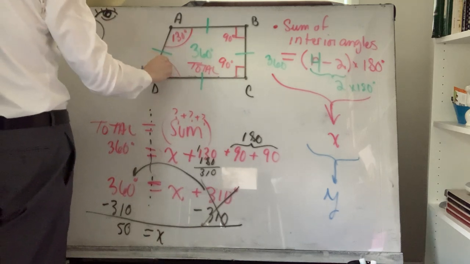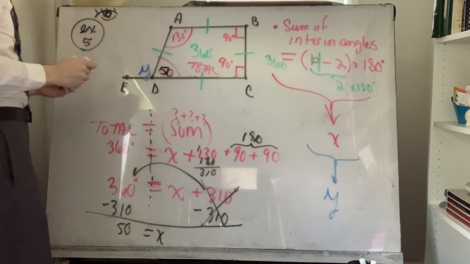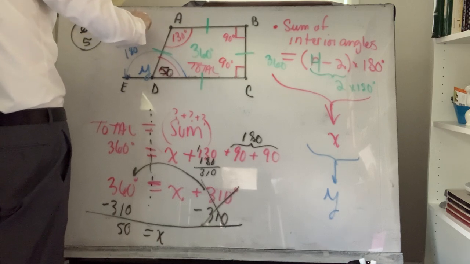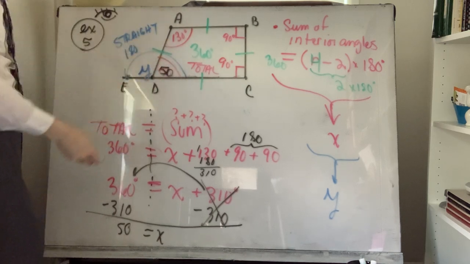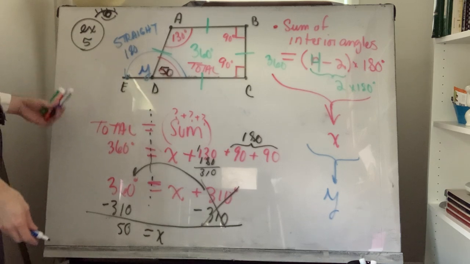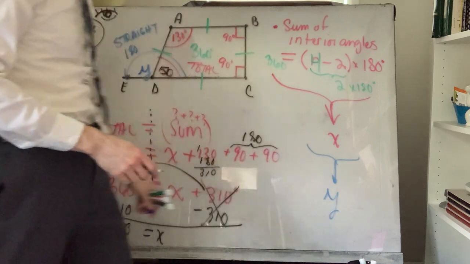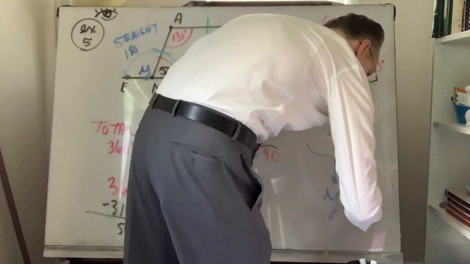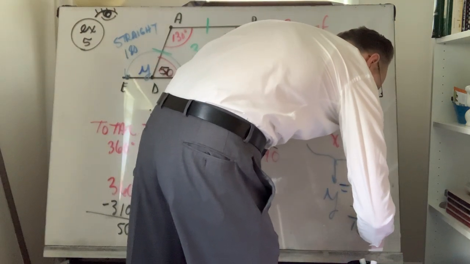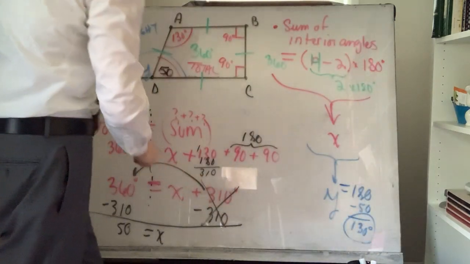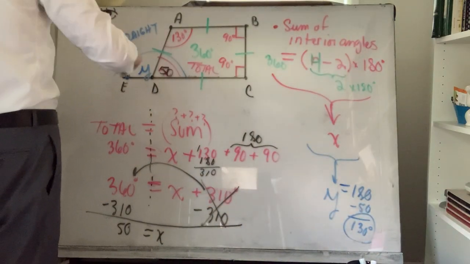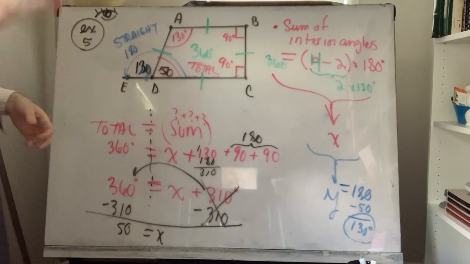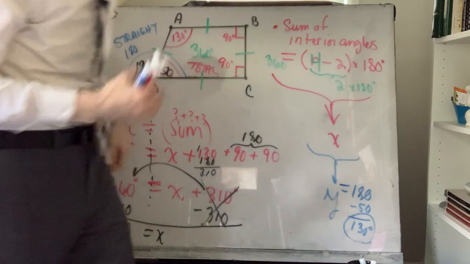If this X is 50 degrees, and this is a straight line, a straight angle, then a second derived equation to figure out what Y is would be that it's 180 minus the balance. 180 minus 50, which is 130 degrees. Okay, so not too shabby, right? All right. Let me just check.